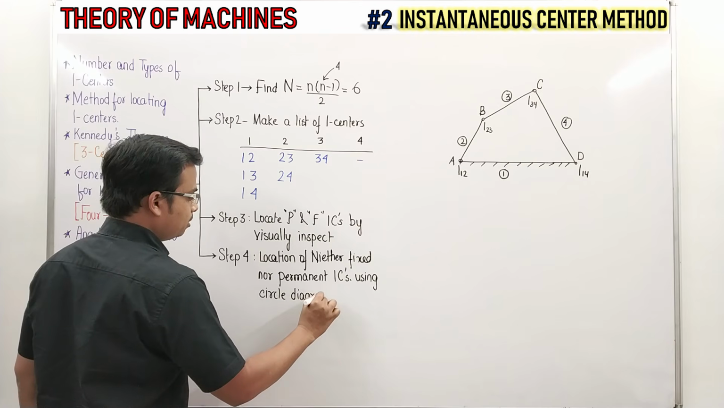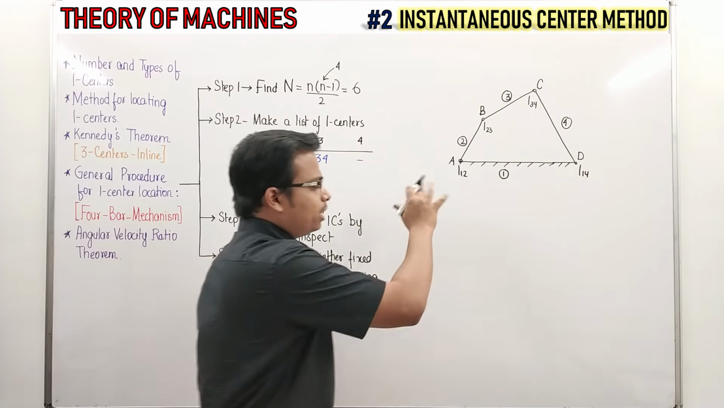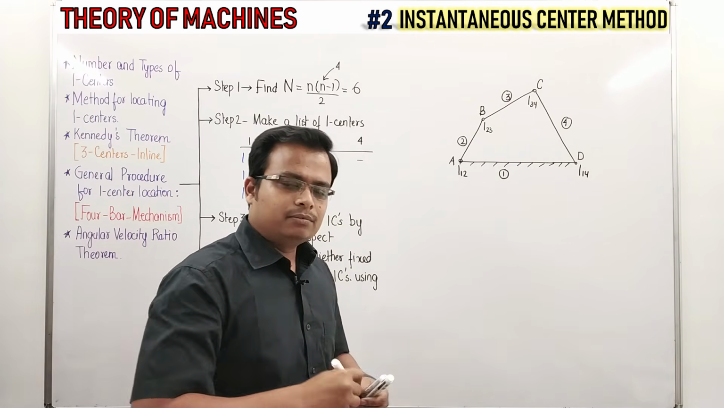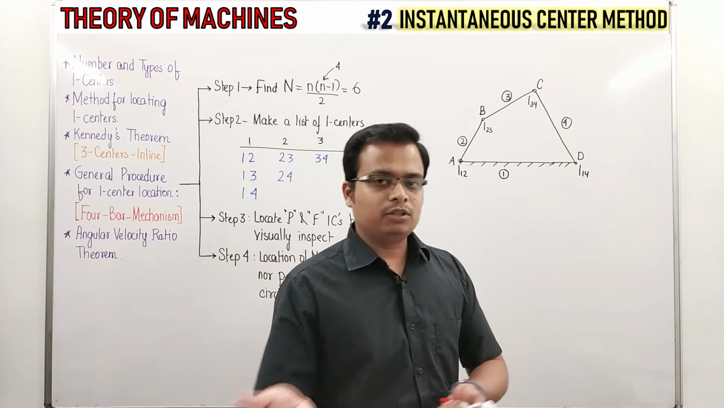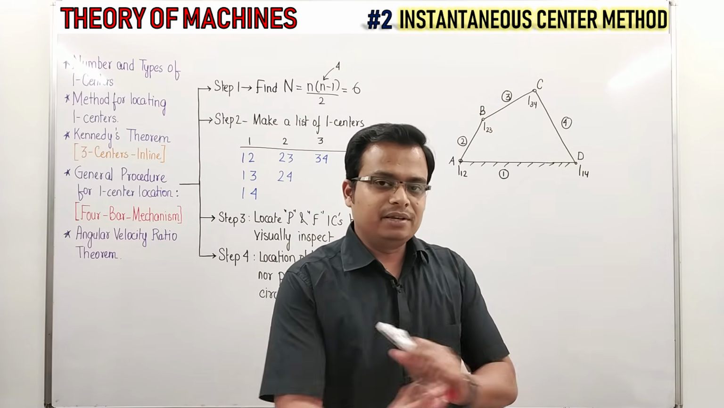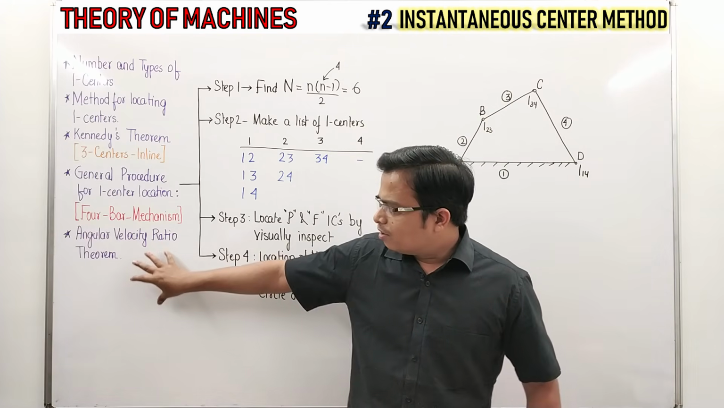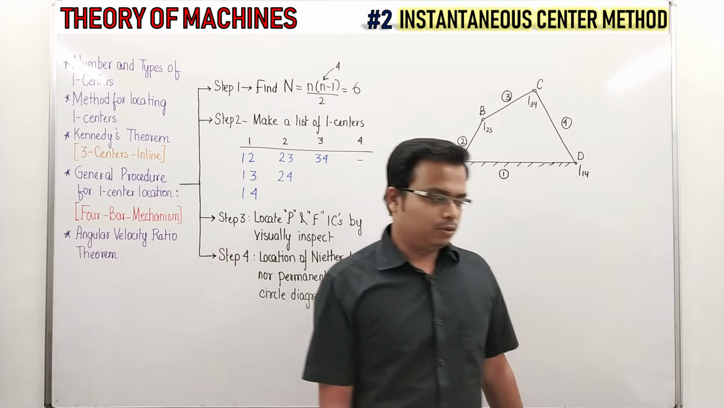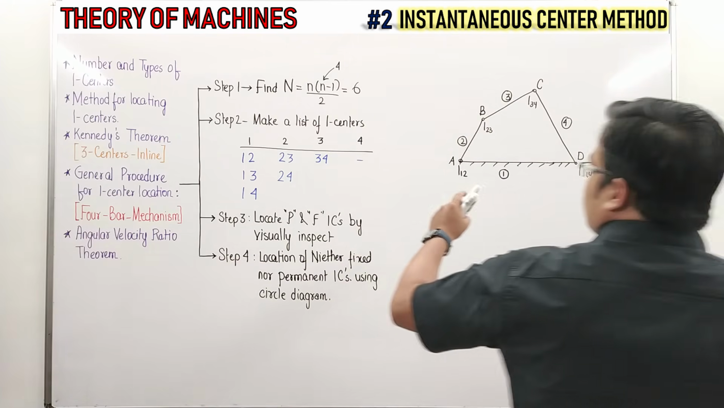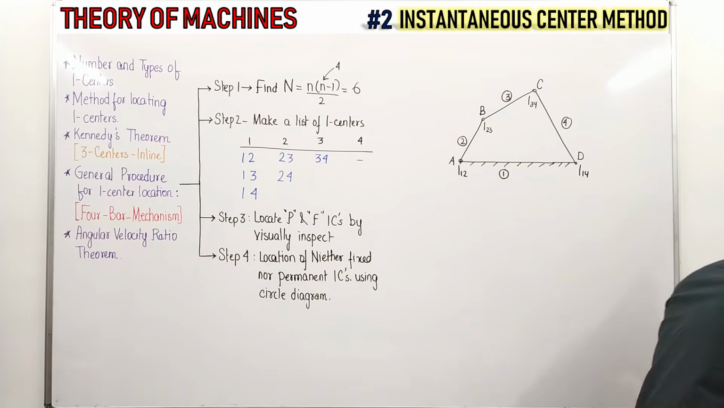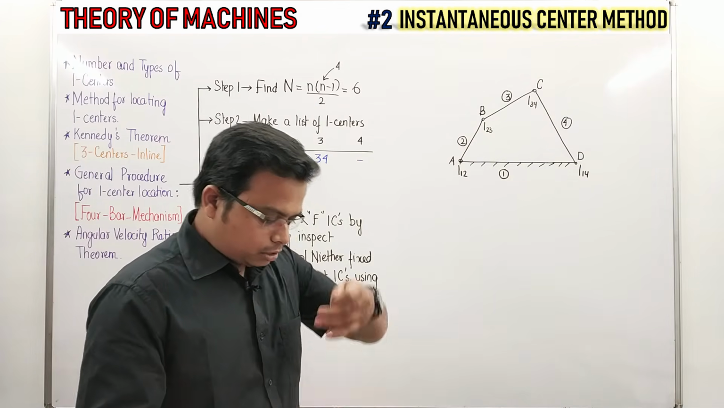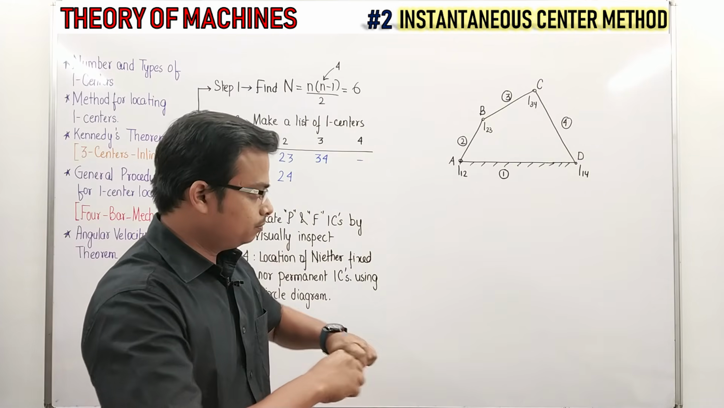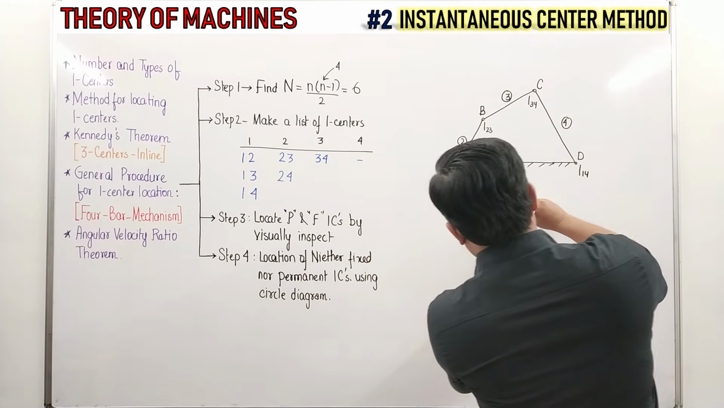It's very easy. And once you locate all the I centers, then the remaining stuff is very easy. The velocity calculation, be it the linear velocity or the angular velocity, all of them is pretty easy. And for that, a bit of angular velocity ratio theorem will also be used. Okay. Now, using this circle method, let me just draw a circle. Okay, fine. Let me draw a perfect circle.